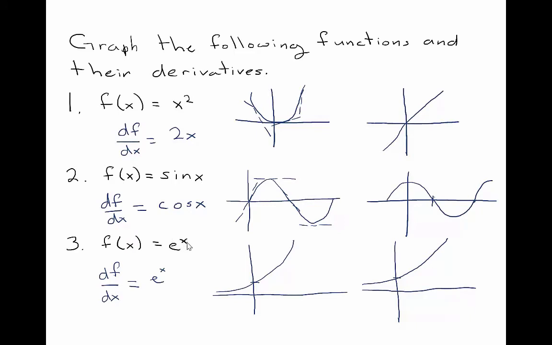So the exponential is its own derivative. So let's look at this. Over here, the slope is small. It's getting steeper. It's increasing. It's getting steeper. It's increasing. Yeah, so that one does work out.